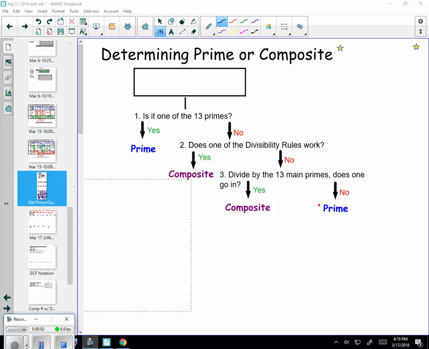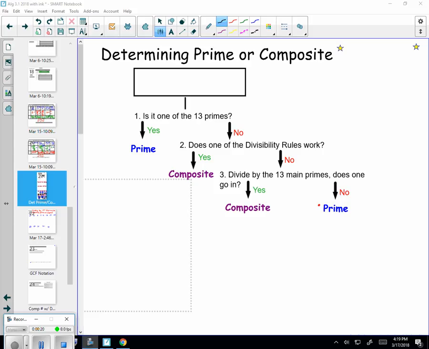How to determine if a number is prime or composite. To determine if a number is prime or composite, there are three questions you have to ask. The first question is: is it one of the first 13 primes that we need to remember? If you say yes, it's prime.